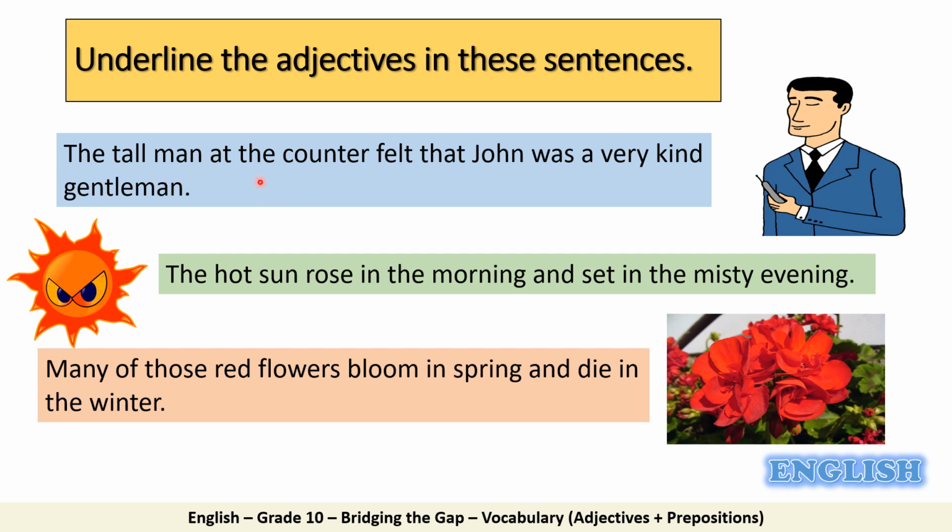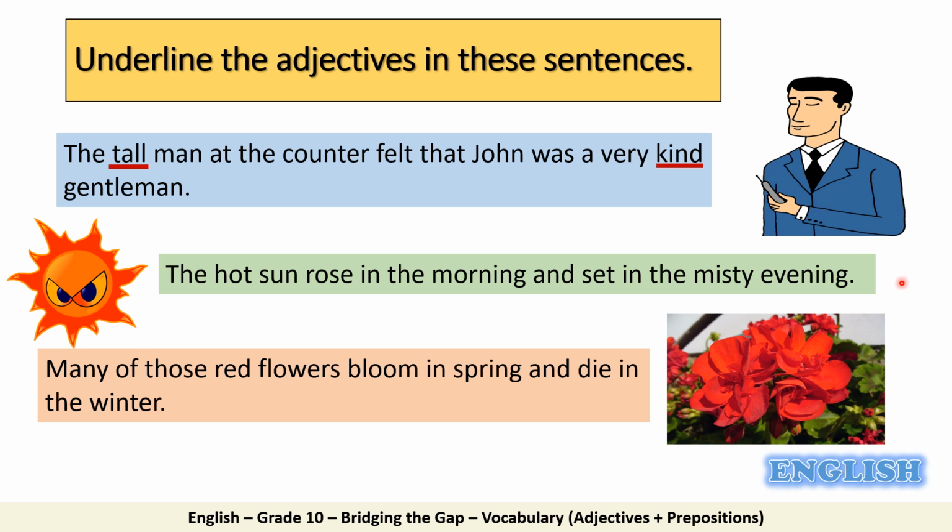The tall man at the counter felt that John was very kind gentleman. In this sentence, the adjective is tall because we describe the noun man, and also we have another adjective which is kind. We describe the gentleman John as kind. So we have 2 adjectives in the first sentence.